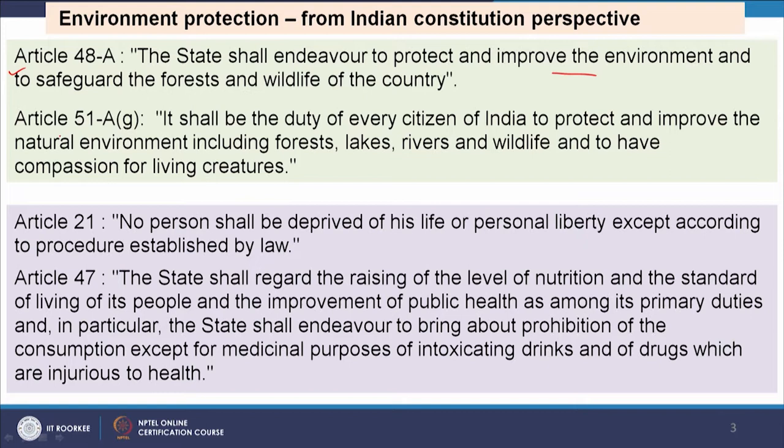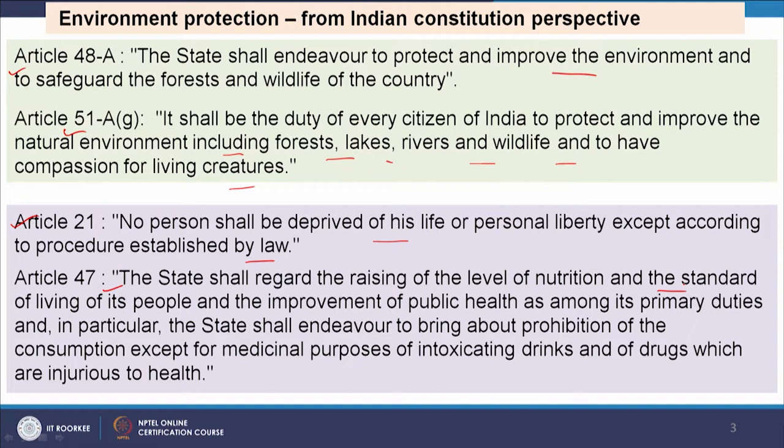And Article 51A(g): it shall be the duty of every citizen of India to protect and improve the natural environment including forests, lakes, rivers and wildlife, and to have compassion for living creatures. Article 21 also says no person shall be deprived of his life or personal liberty except according to procedure established by law.